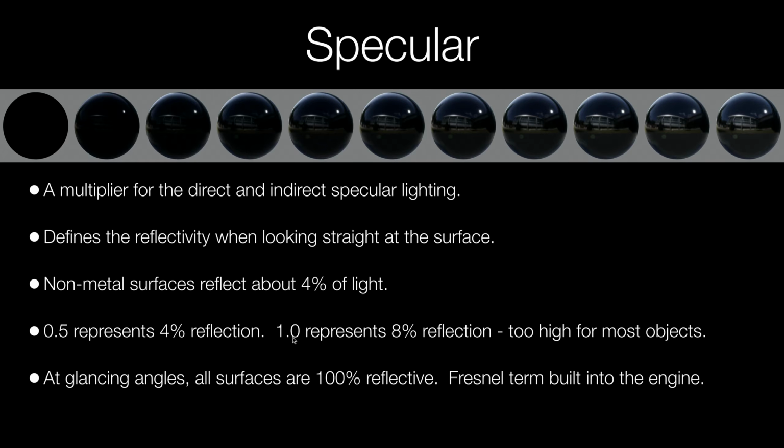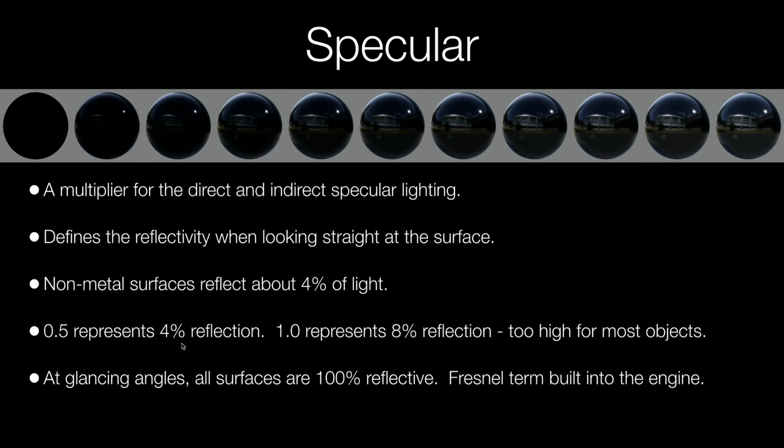If you pass in a value of 1, what you're going to get is 8% reflective. And there are some objects that are that reflective, like crystals and those kinds of things. But generally, you're going to want to leave this at about 0.5, because 8% reflectivity is too high for just about all objects.